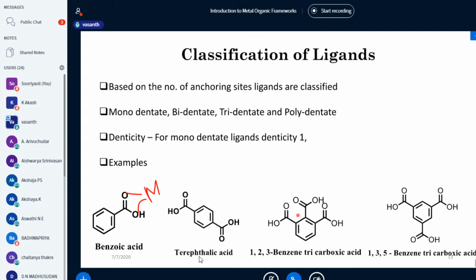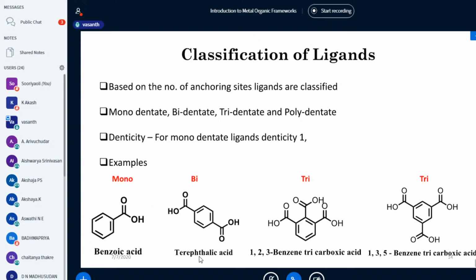We have a tricarboxylic acid which has 3 binding sites, so we call it a tridentate ligand. This can also be termed denticity, which is monodentate, bidentate, and tridentate ligands. These are very important terms when we want to understand what metal-organic frameworks are and how we synthesize them. So these are monodentate, bidentate, and tridentate ligands.